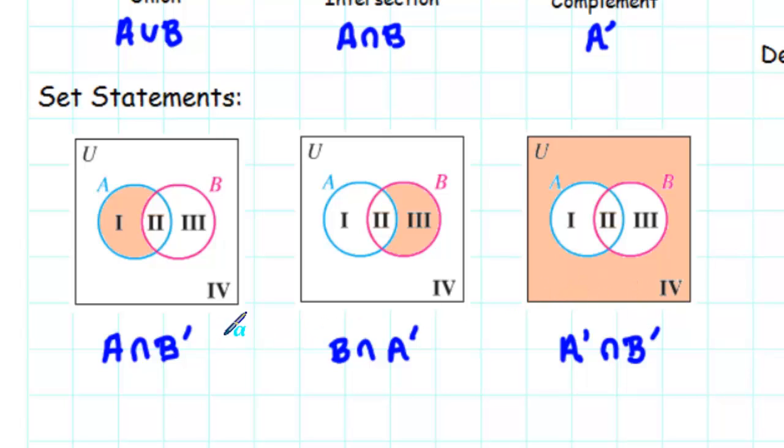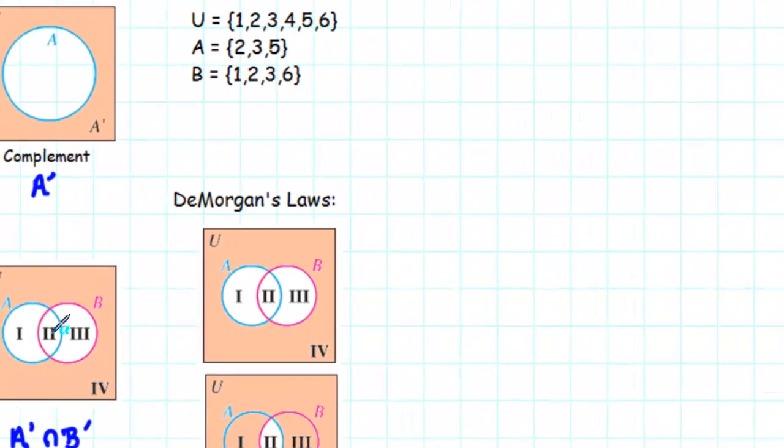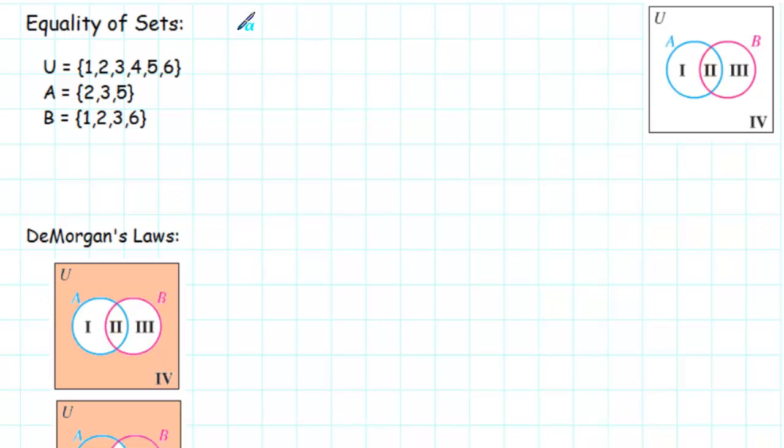Well, looking at these three set statements, we can clearly see that they're not equal to each other because they all represent different regions in the Venn diagram. But sometimes we are interested in writing down set statements that are equal to each other. And if we think back to algebra, suppose we had something like the opposite of A plus B. How could we rewrite that in a different way? Well, we might distribute the negative and write this as the opposite of A plus the opposite of B.